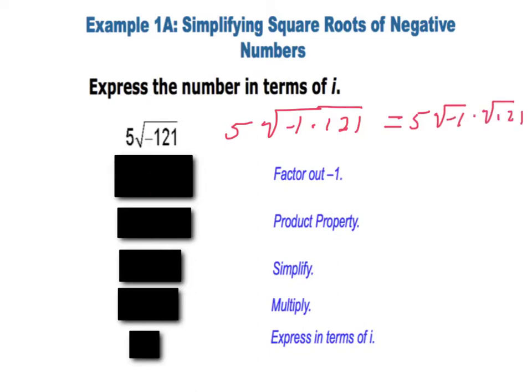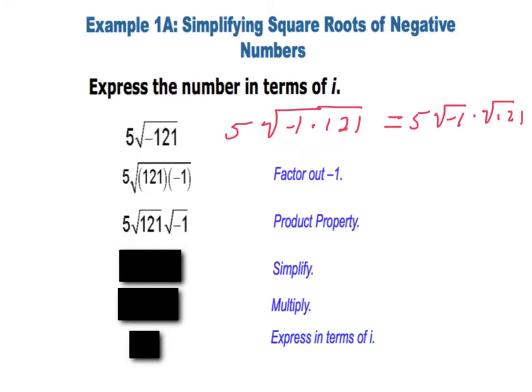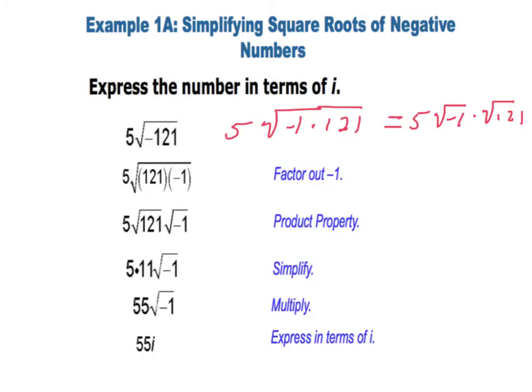Okay, so let's uncover a few of these things. It's done that way, just like what we showed right here. Now I'm going to take the square root of both of those. So now I have the square root of -1 and the square root of 121. Does 121 have a perfect square? 121 is a perfect square. And of course, the square root of -1 is known as, you said it, i. So now I have 5 times 11, and the square root of -1 is going to be i, leaving me with 55i.